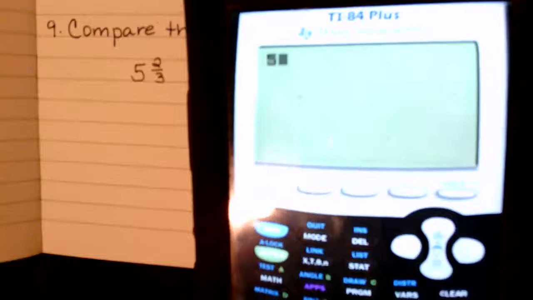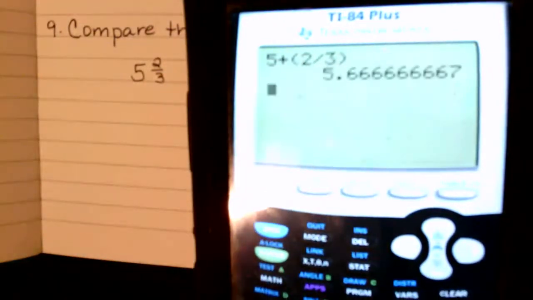All I do is type in the 5, and then I have to add. Notice I'm going to use parentheses around my 2/3. You'll see that I wrote that fraction with a division sign. It's the easiest way for the calculator to understand it, but be sure that the plus between them is very important. And I'm just going to press enter.